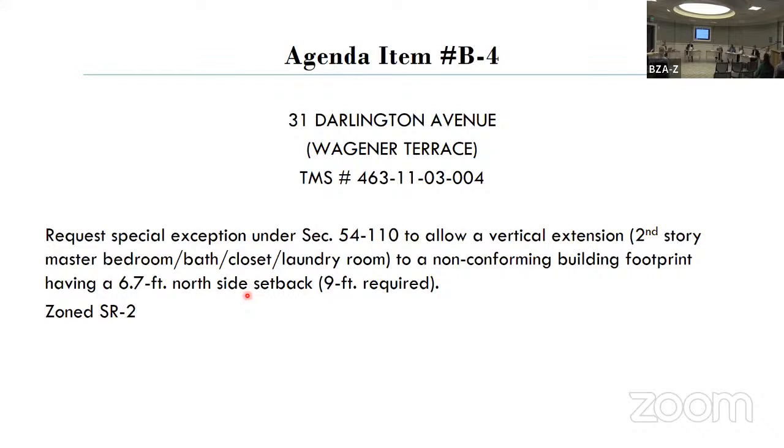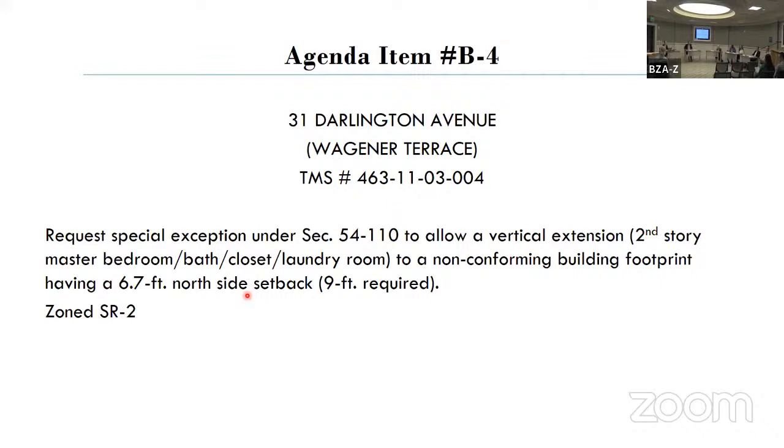All right, the next item is number B4 on the agenda, 31 Darlington Avenue, Wagner Terrace. Application number 2205-03-B4, TMS number 463-11-03-004. Request special exception under section 54-110 to allow a vertical extension, second-story master bedroom, bath, closet, laundry room to a non-conforming building footprint having a 6.7-foot north side setback, 9 feet required, zoned SR2. Owner applicant Kenneth Warren Miller. Mr. Batchelder.